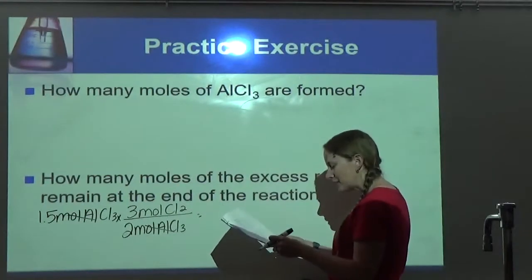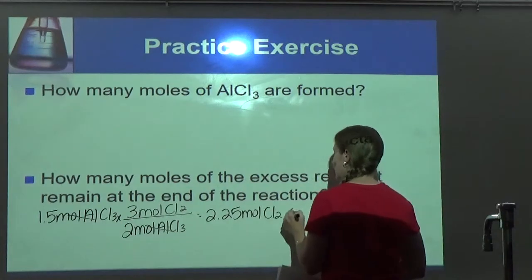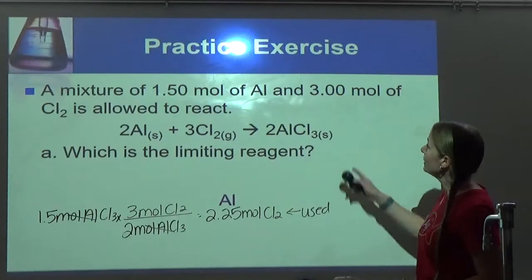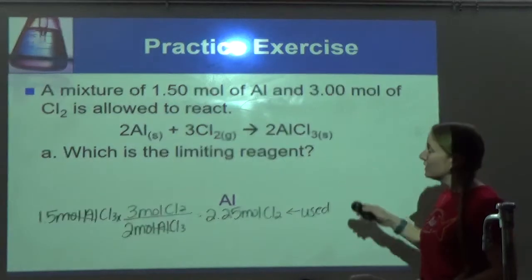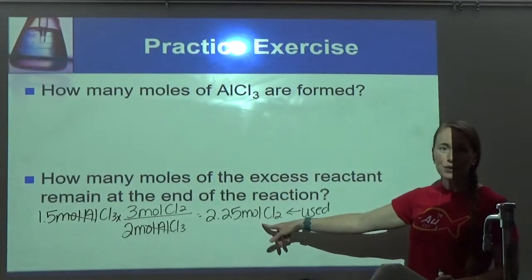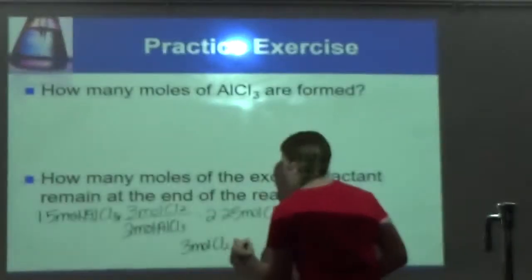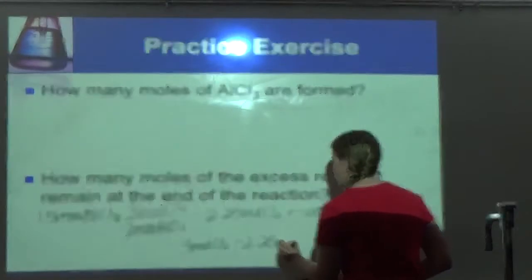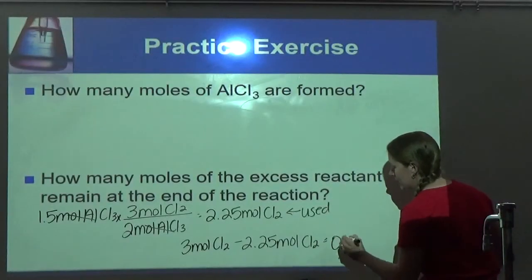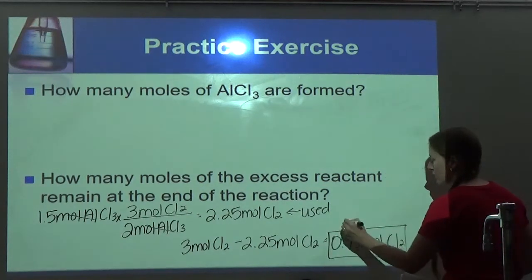So once I multiply and divide, I get 2.25 moles of chlorine. So this is how much was actually used. If you notice, I'll click back, we started with 3 moles though. We only used 2.25. So then I can just subtract. So 3 moles of chlorine was how much I started with. We used 2.25 moles of chlorine. And so of course, once I subtract, I get 0.75 moles of chlorine that were unused. Okay, so this is like what's left over.